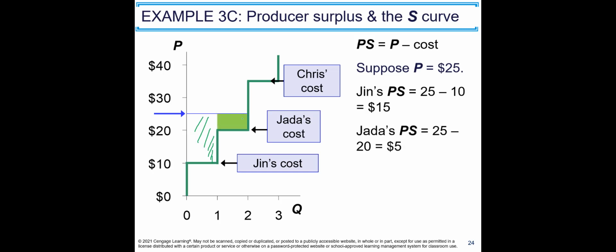This is Jean's producer surplus. And for Jeda, it's the green rectangular area. The price is 25 and Jeda's cost is 20, therefore it's $5. And Chris's producer surplus is 0 because Chris is not going to supply this service at that price. So the total producer surplus is $20. Why? 15 comes from Jean and 5 comes from Jeda.